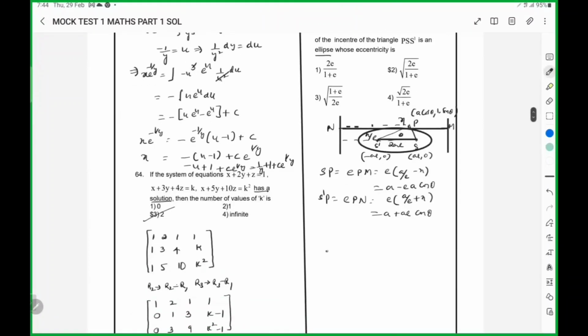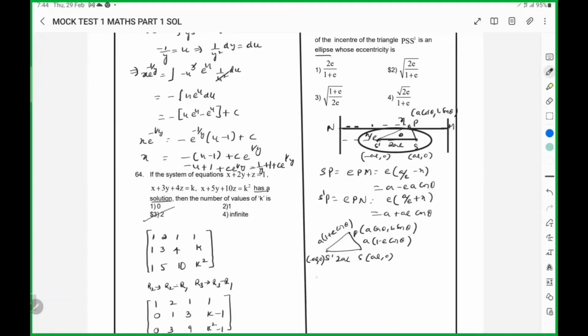Now we have a triangle S dash SP. S dash S is 2AE. S dash P will be A into 1 plus E cos theta. Here SP will be A into 1 minus E cos theta. The vertices are minus AE comma 0, AE comma 0, and A cos theta comma B sin theta.